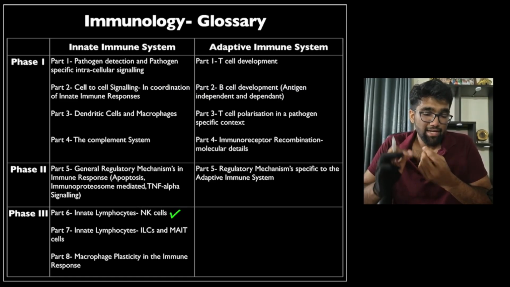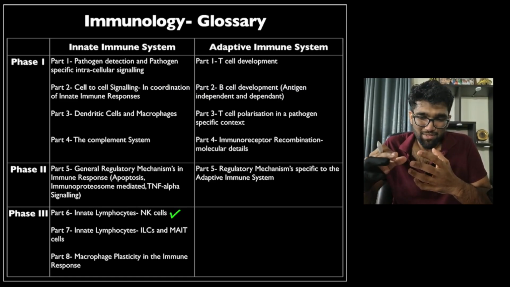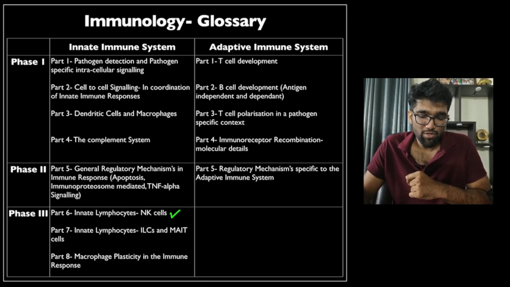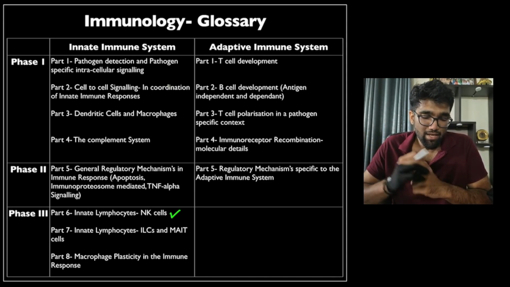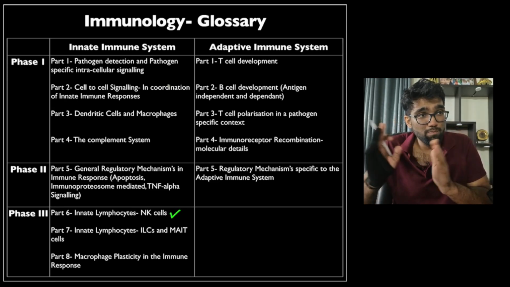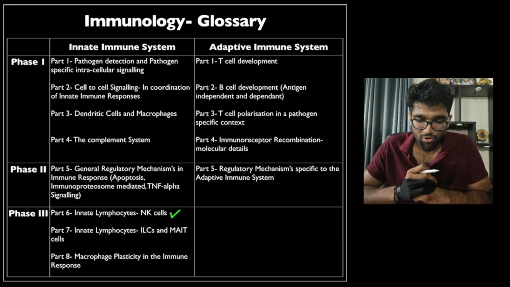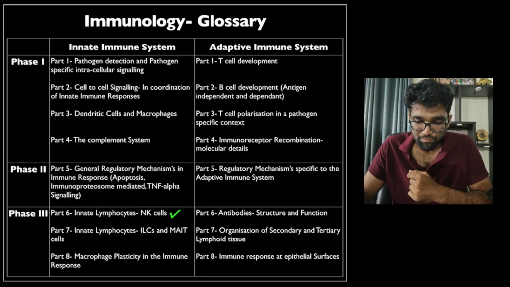Then we'll talk about innate lymphocytes, which seems like a little bit of a misnomer, but it's not very appropriate, and we'll see why. So we'll talk about lymphocytic cells, and mucosal associated invariant T cells, also called MAIT cells. Then we'll talk about macrophage plasticity in immune responses, and in that way I'll talk about innate immune memory. What I just discussed, we'll be talking about.